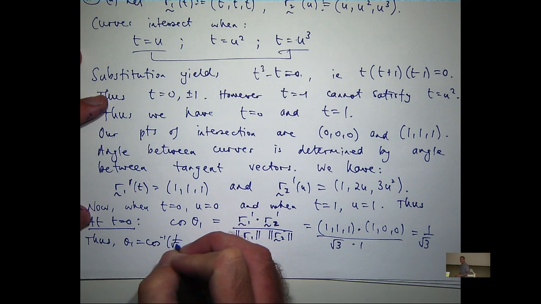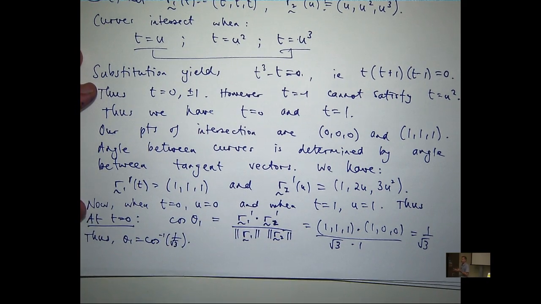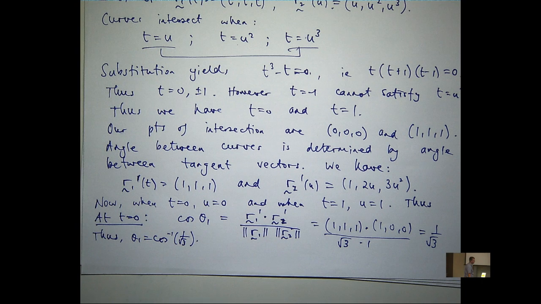I'm just going to leave it like that. What about the other point of intersection? t equals 1.